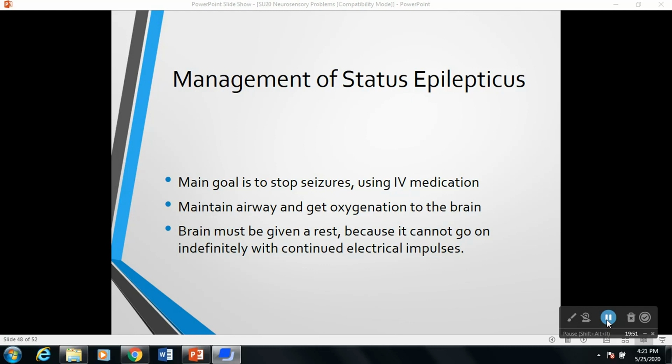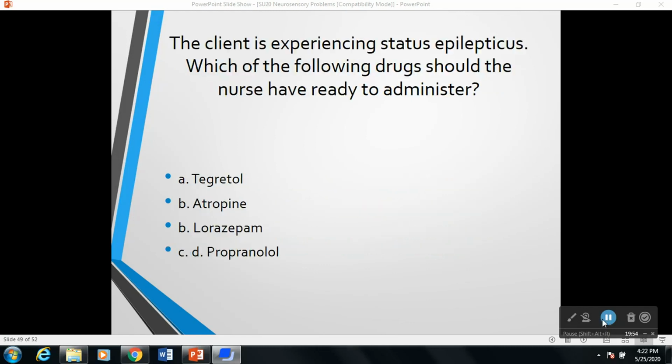Okay, it's time for a question. The client is experiencing status epilepticus. Which of the following drugs should the nurse have ready to administer? A. Tegretol, B. Atropine, C. Lorazepam, and D. Propranolol. The answer should be Lorazepam. This is administered IV because this is an emergency situation.